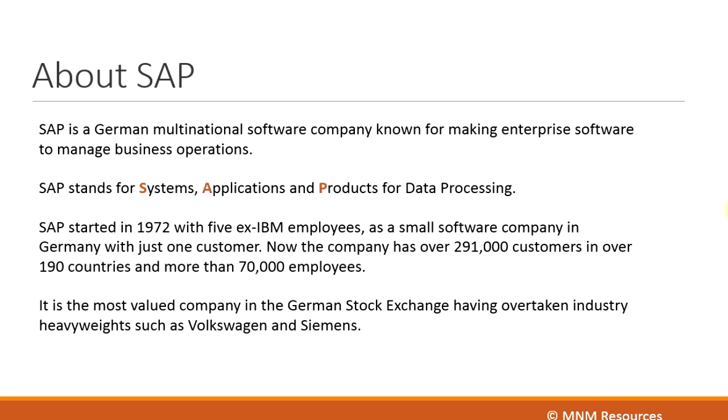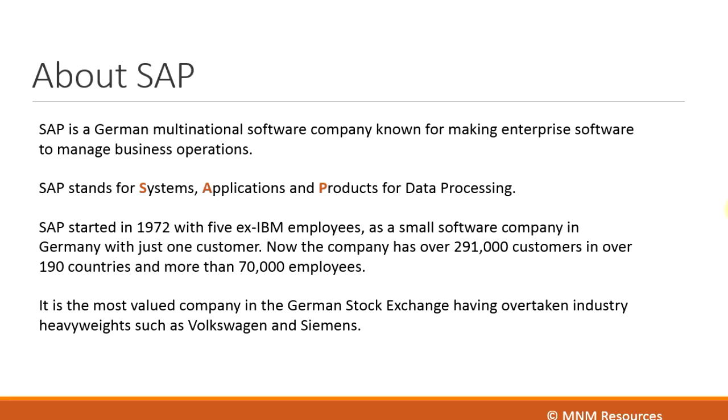Let's have a look at what is SAP. SAP is a German multinational software company known for making enterprise software to manage business operations. The acronym SAP stands for Systems, Applications, and Products for Data Processing. It started back in 1972 when 5 ex-IBM employees started a small software company in Germany with just one customer. Now, SAP has grown to over 190 countries with more than 290,000 customers, and they employ more than 70,000 staff members.